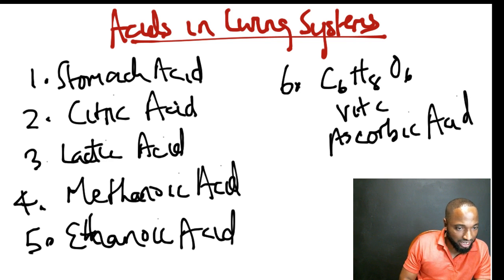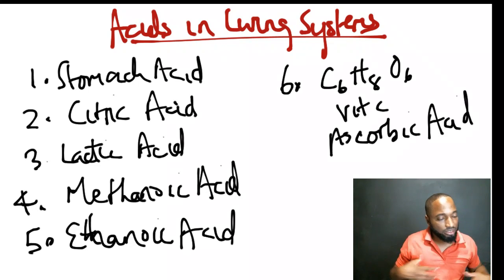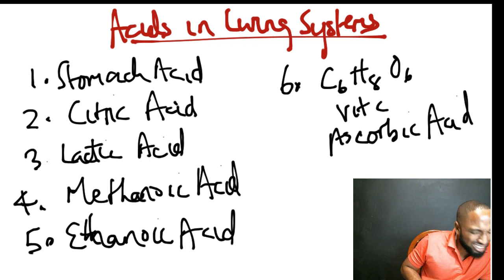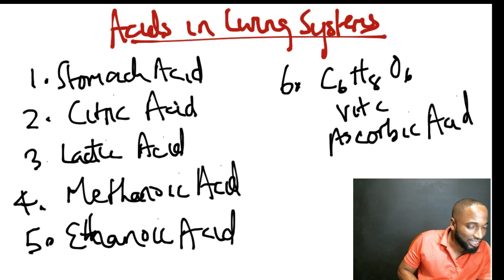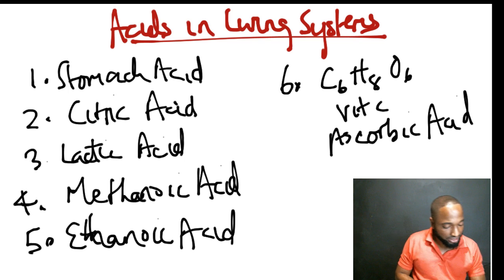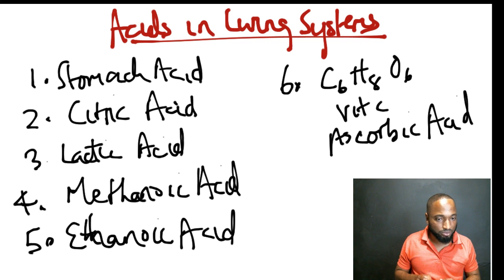Ethanoic acid, aka vinegar, is used to preserve food. Lactic acid is built up when you're running, in anaerobic respiration. You build up lactic acid. Methanoic acid is in the venom of some insects.